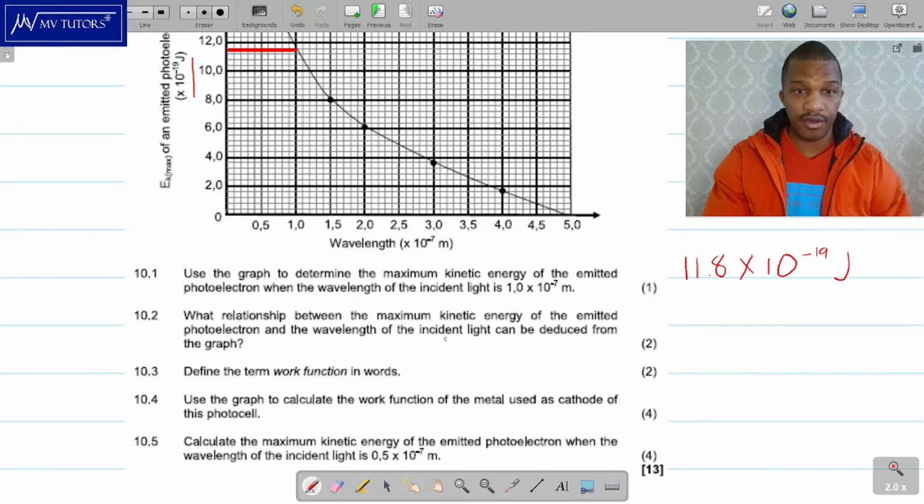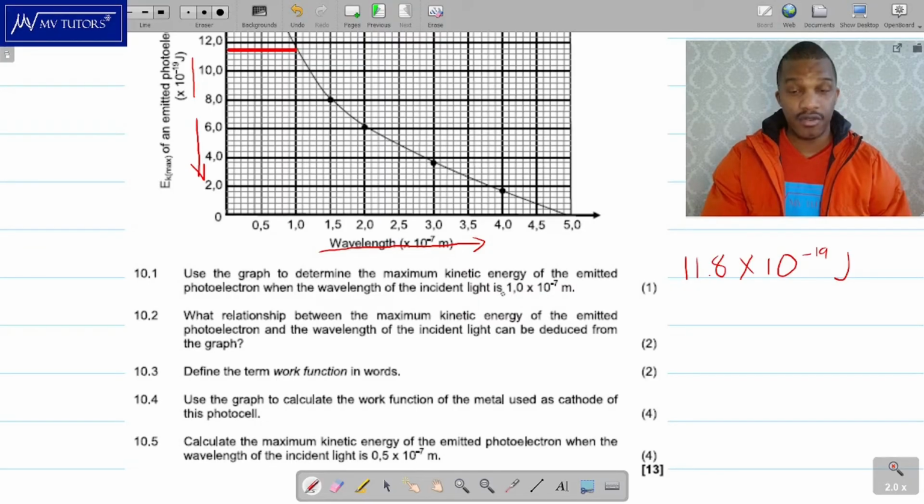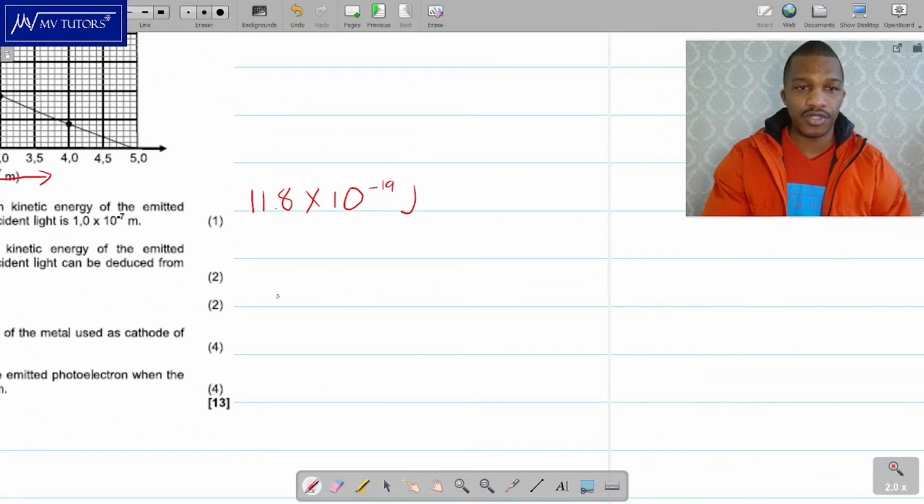All right. The next question says, what relationship between the maximum kinetic energy of the emitted photoelectron and the wavelength of the incident light can be deduced from the graph? Okay, now looking at the graph, I can see that the more I increase my wavelength, what's happening to my kinetic energy? It's decreasing. So that's the relationship we have here, and that's what we're going to write over here.